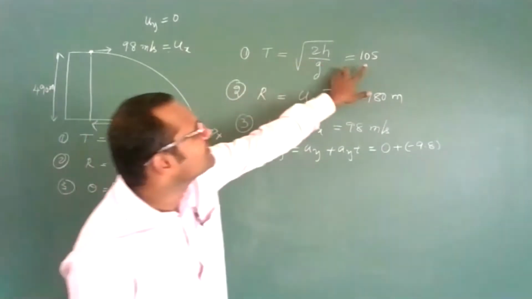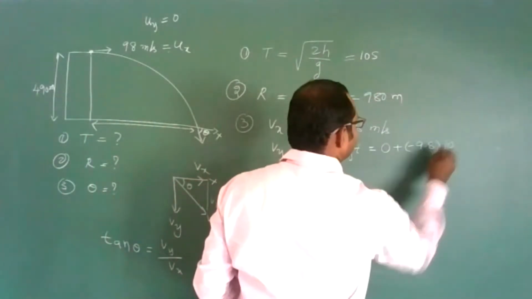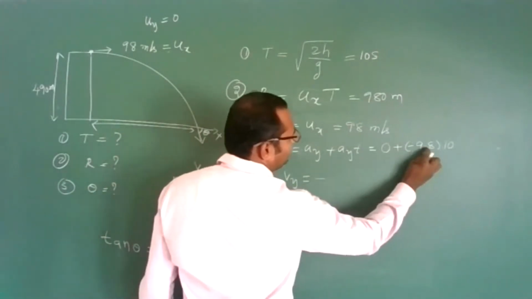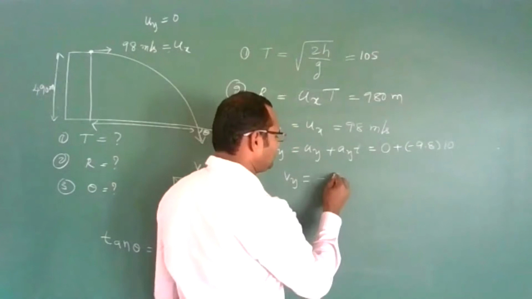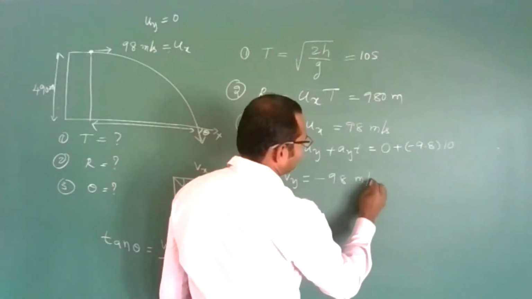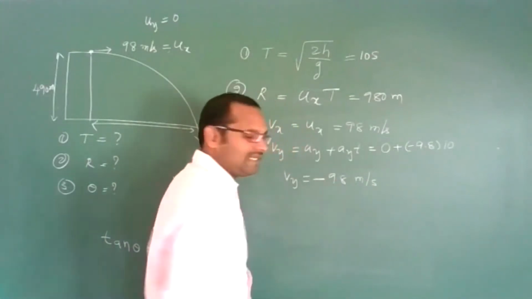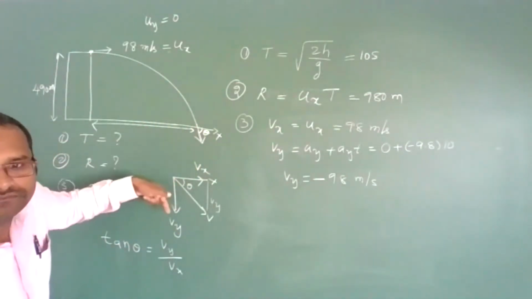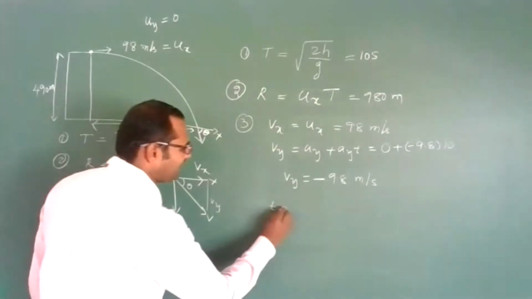The time it takes is 10 seconds. So the Vy value is minus 9.8 into 10, which is nothing but minus 98. The unit is meter per second. This minus indicates the velocity is in the downward direction. Okay, so I need to find tan theta.